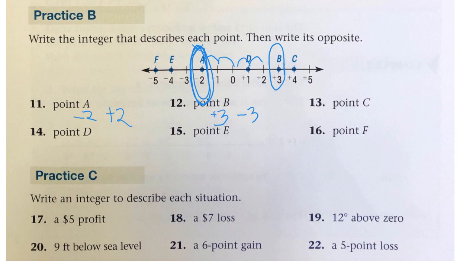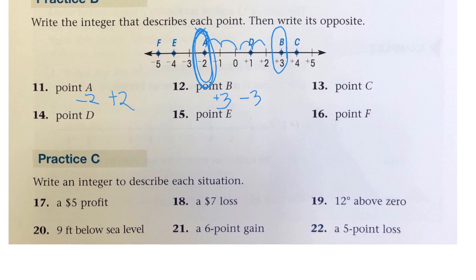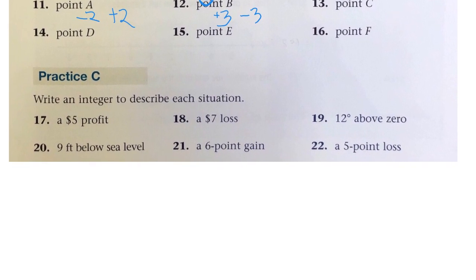Write an integer to describe each situation. This will really help to understand positives and negatives, with money especially. So if you made $5 in profit, then you have $5. And you don't need to put a plus sign. You just have $5, right? You gain $5. You could put a plus sign if you're saying I added $5 to my wallet.